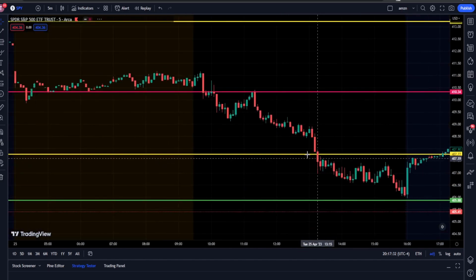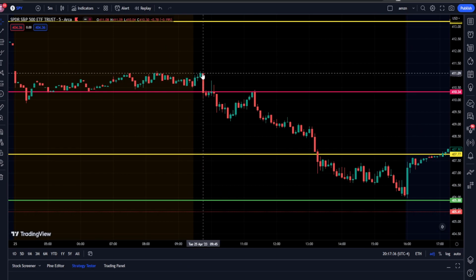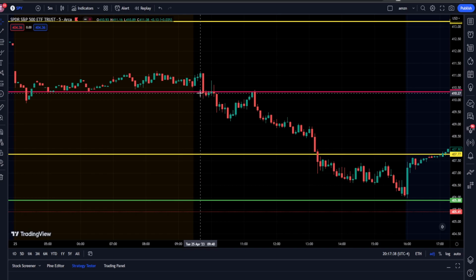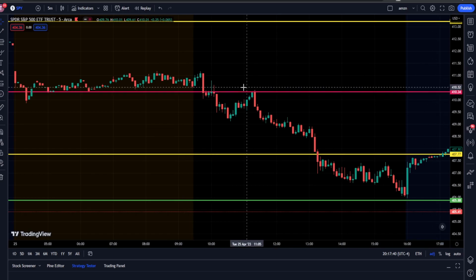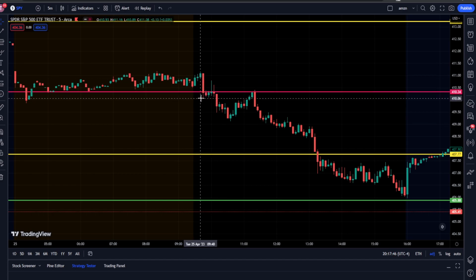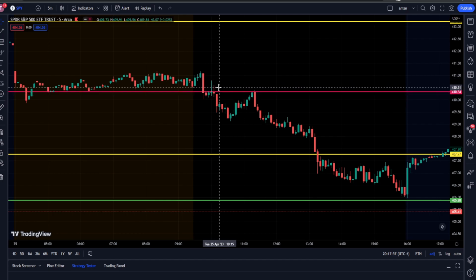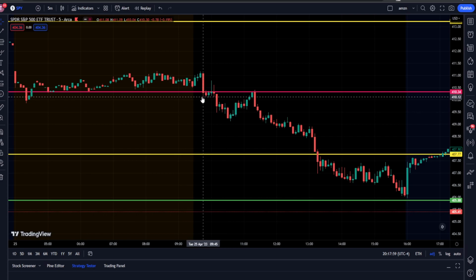We started off the day at this level. We broke down. We broke this pink level right here. We tested it once, 2, 3, 4 times. Tested it again 5 times. Right here is when I think about puts. We break it, and I wait for a second candle to give me confirmation. And on this candle, I enter puts. This second candle right here. Then we see another wick, 2 wicks, we couldn't get above it. And then we get puts all the way down.